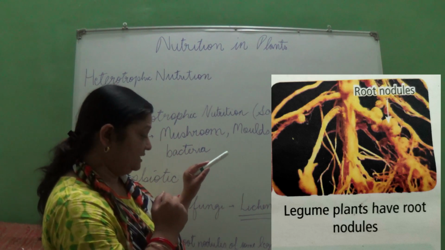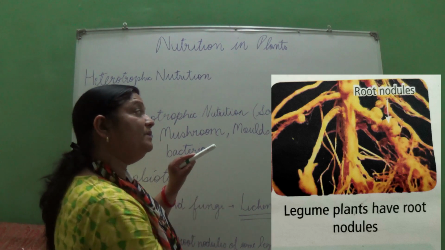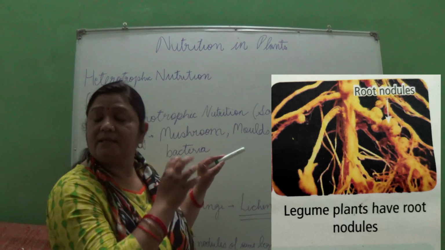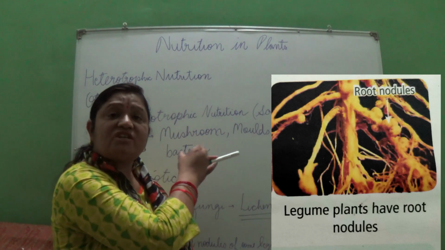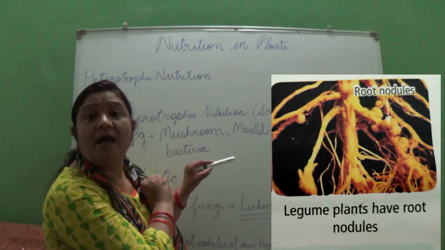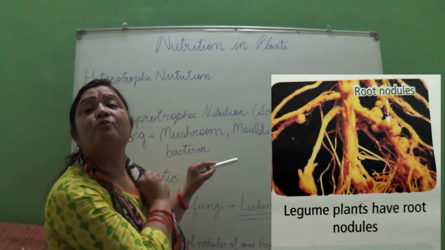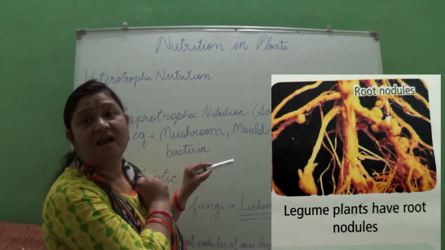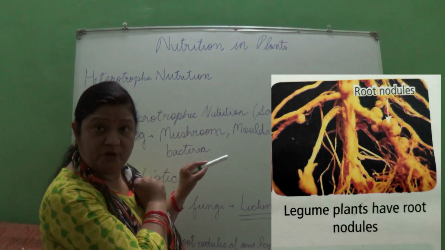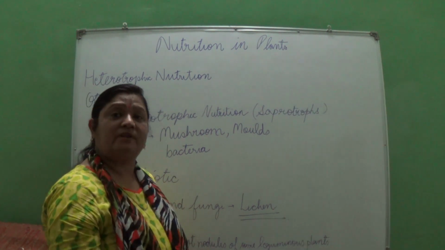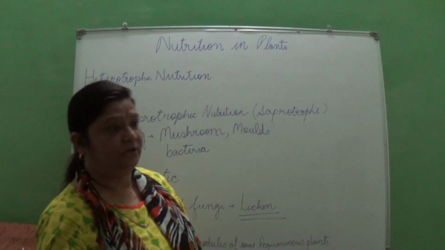But what happens in turn? These leguminous plants provide shelter to this bacteria and give them what? Food, because bacteria here can't prepare their own food. This is all about the heterotrophic mode of nutrition.